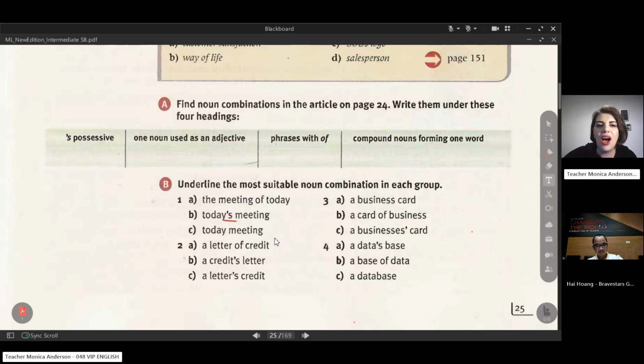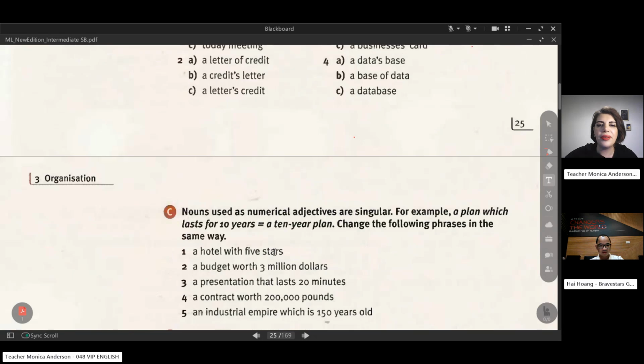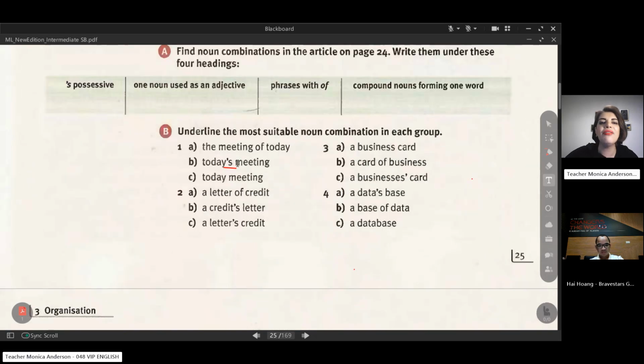Which category is it? Just tell me and name them. It is possessive. This one, no. Meaning of, phrases with of. Yes, phrases with of. Today's meeting is possessive, of course. So this one, which one?